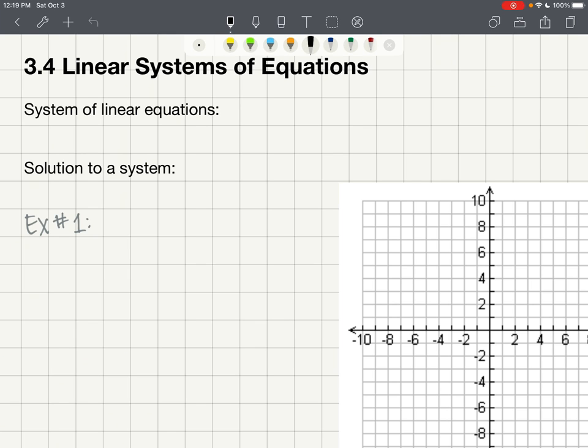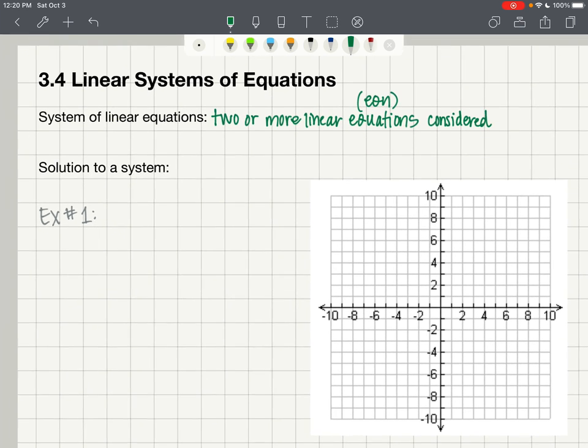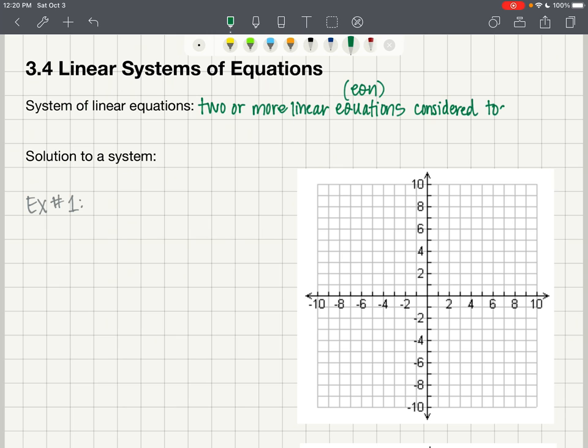Two or more linear equations, and I'm going to probably shortcut equation with EQN. Considered together.